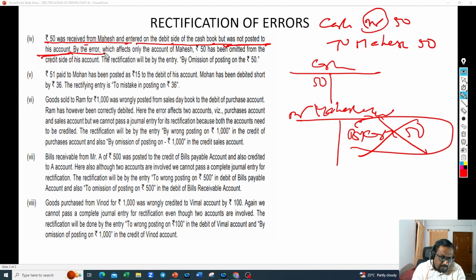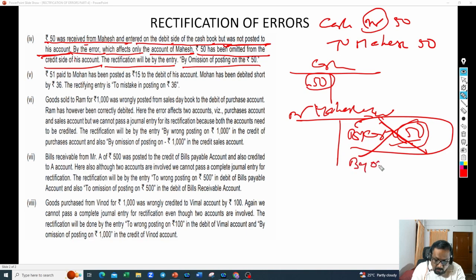The error affects only the account of Mahesh. He's simply saying this impacted only Mahesh account, because I have not posted this. I posted this in debit side, but I forgot to post it in Mahesh account. 50 rupees has been omitted from the credit side of his account. We forgot to post. The rectification will be by omission of posting. Here you need to write by omission of posting, 50 rupees. That's all you need to do.